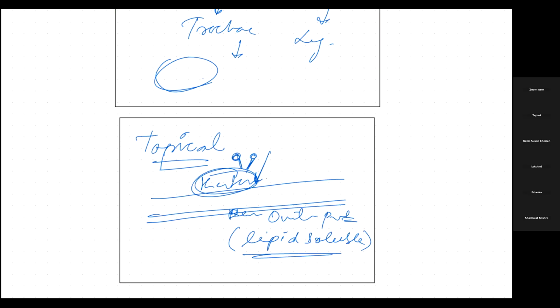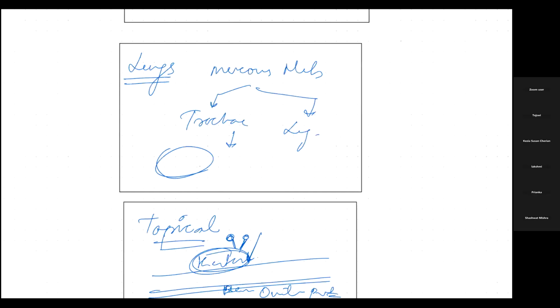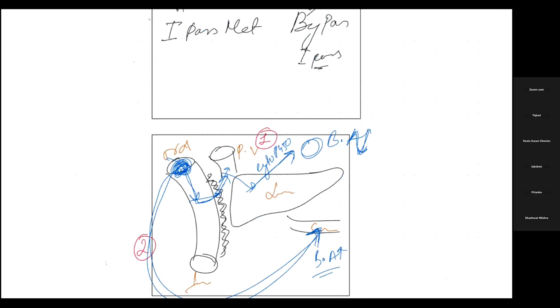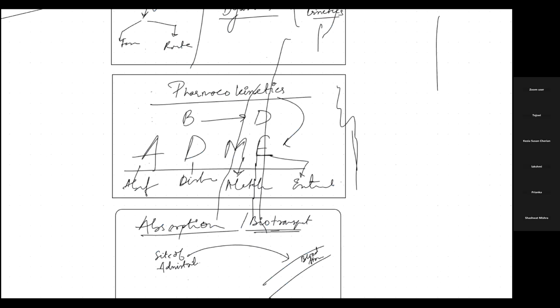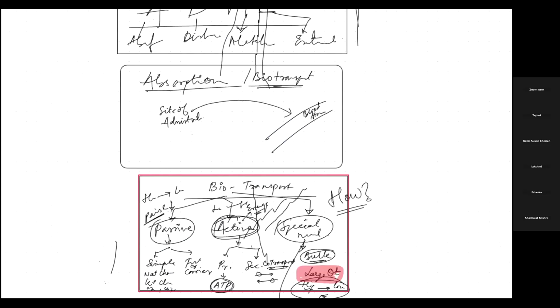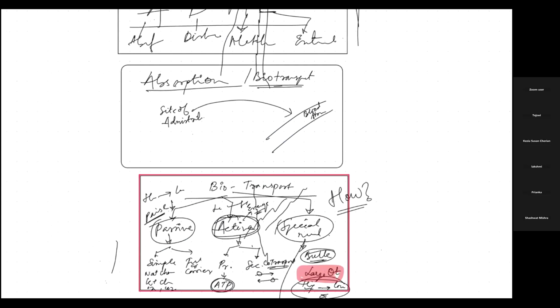I hope the absorption part is clear. We are basically discussing pharmacokinetics, what the body does to the drug. Whenever a drug comes to you, you are going to say ADME: absorption, distribution, metabolism, and excretion. Among these, what is absorption? It's when the drug from the site of administration reaches the blood.